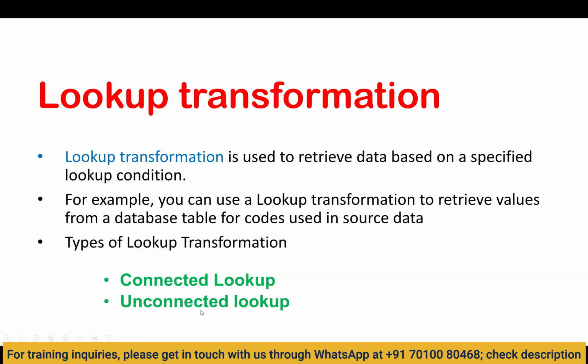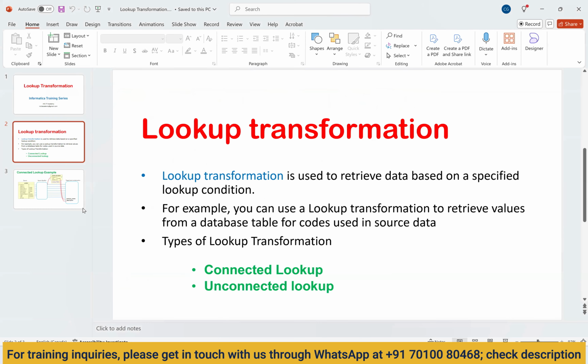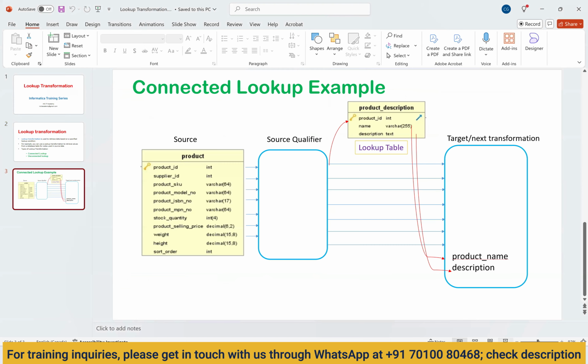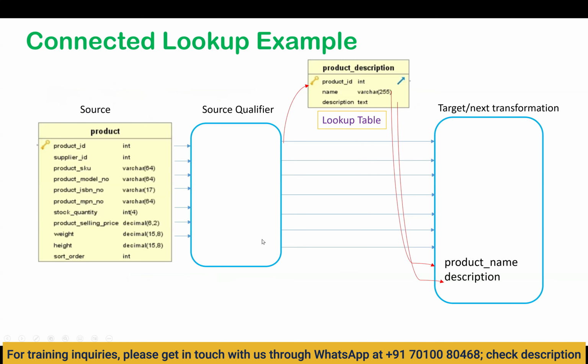We have the connected lookup and the unconnected lookup. For example, this is a connected lookup. This is our source: product ID, supplier ID. Many ID columns are coming from the source. We have the source transformation. In Informatica IICS, we do not have any source qualifier; we have the source transformation only.